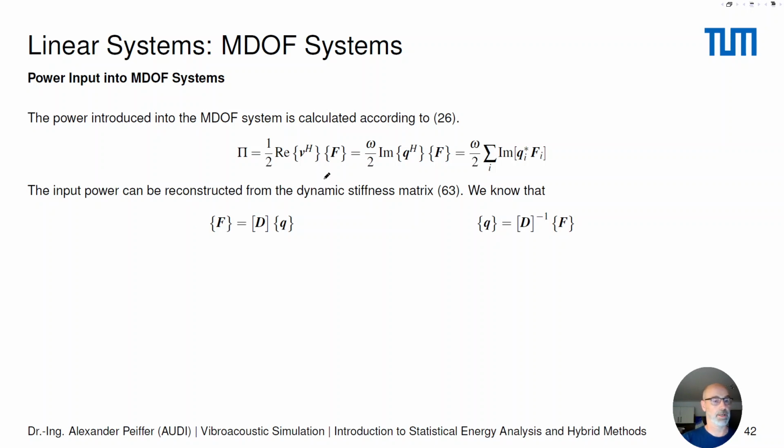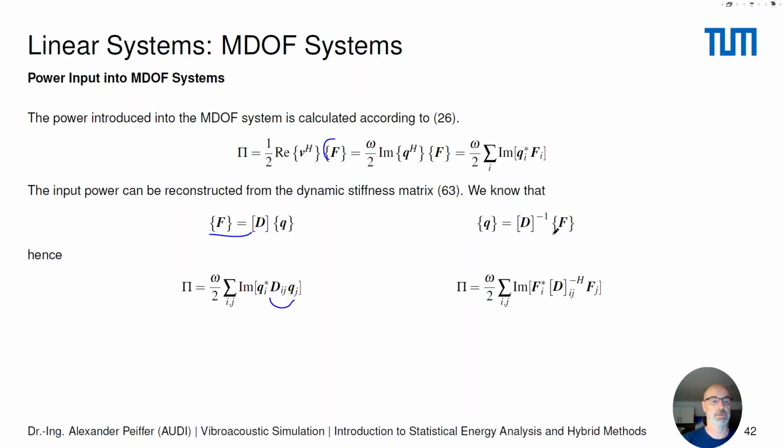Anyhow, that means the input power can be reconstructed by the dynamic stiffness matrix. Why is that? Because we can switch from force to stiffness wherever we want, because this is where we have the dynamic stiffness matrix. Or the other direction is also possible, that we generate the displacement as a reaction to the external forces. And if we do so, we can write the input power in a different way. If we would just rely on the displacements, it would look like this. So here we have replaced this force by this expression.